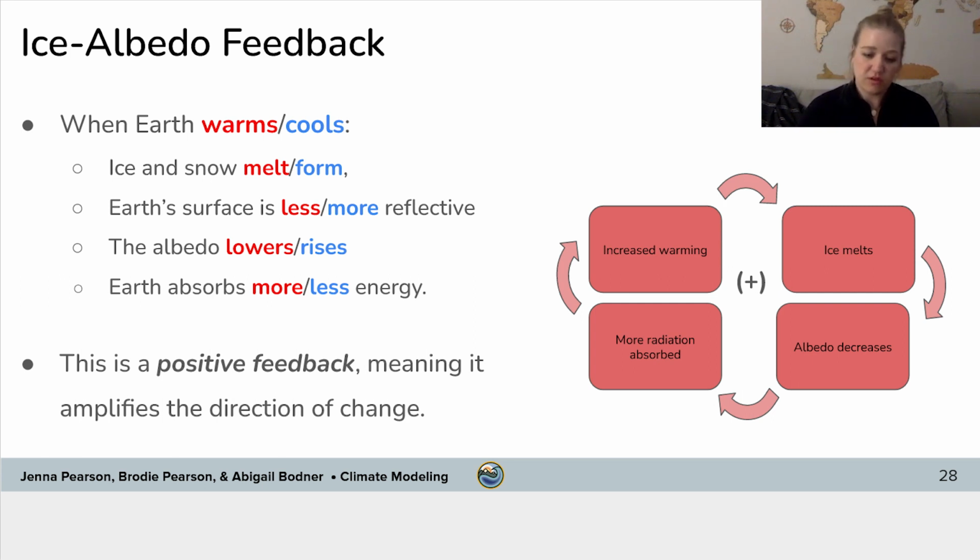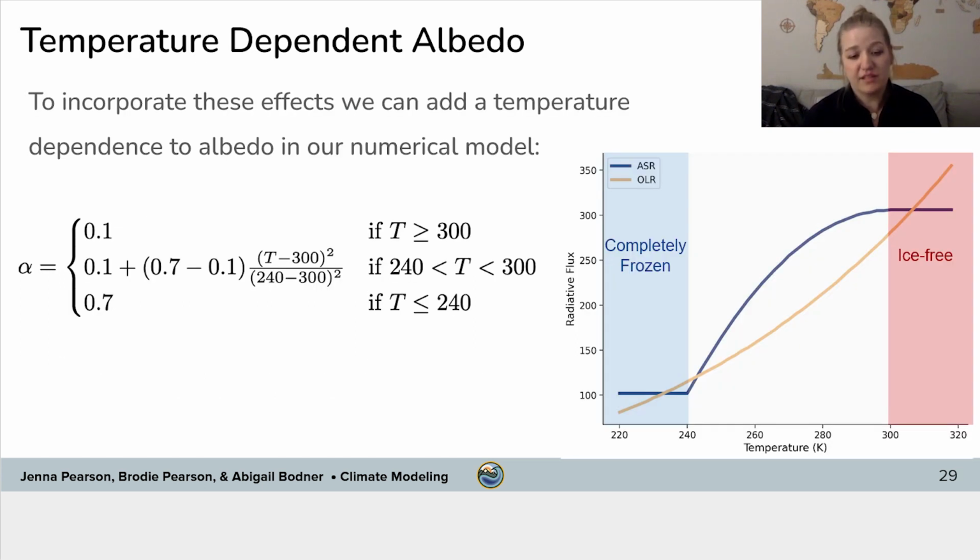When Earth gets colder, say from less insolation, more ice and snow form, making it more reflective, allowing less energy to be absorbed, and making Earth colder still. This is the essence of a feedback loop. And in this case, it's a positive one because the direction of change is amplified. That means that cold gets colder and hot gets hotter. A first approach to incorporating this into our model is to make albedo dependent on temperature.